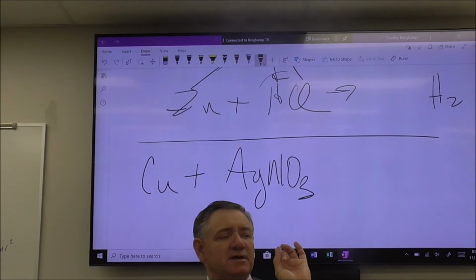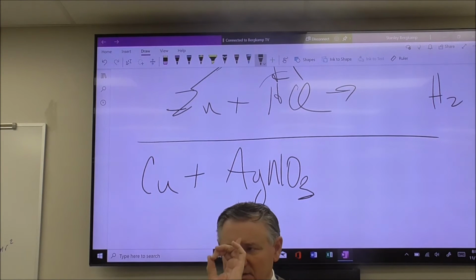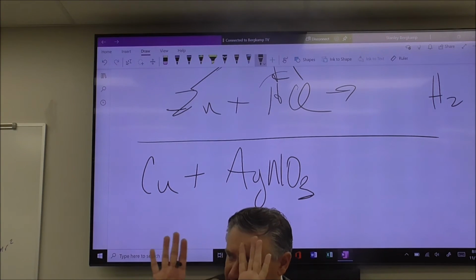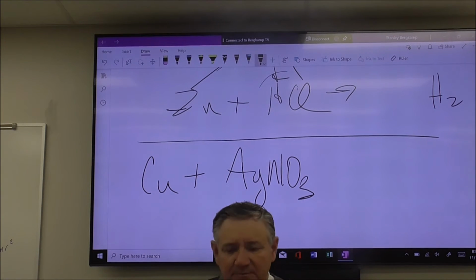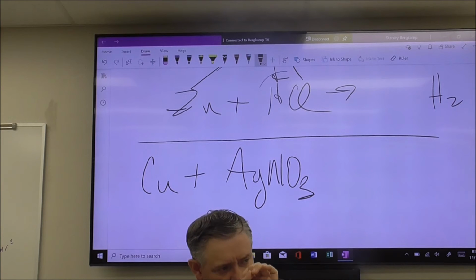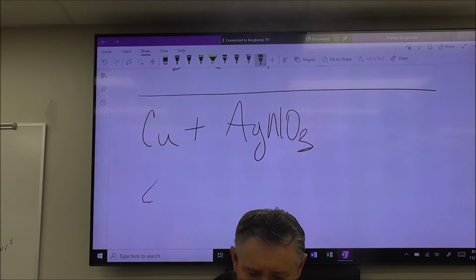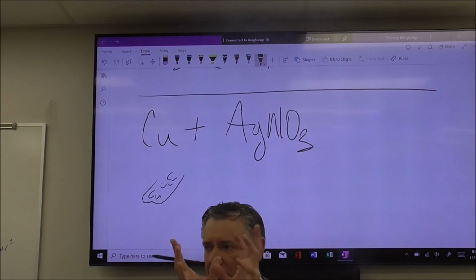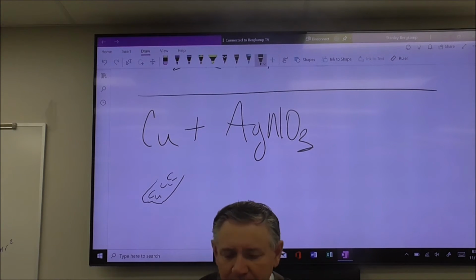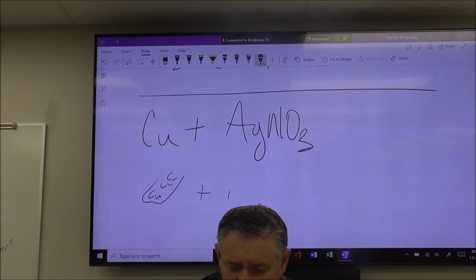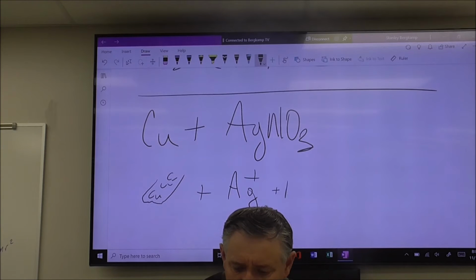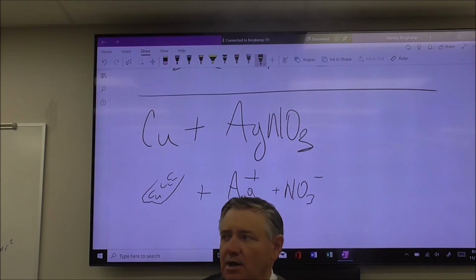Now, because it's a solution, it's important that you begin to get this visual model of what's taking place. When you draw that particle diagram, you're gonna have this wire made out of these coppers, okay? And those coppers are all lumped together. That's what makes a copper wire. But your diagram, that's gonna be a silver ion and a nitrate ion.